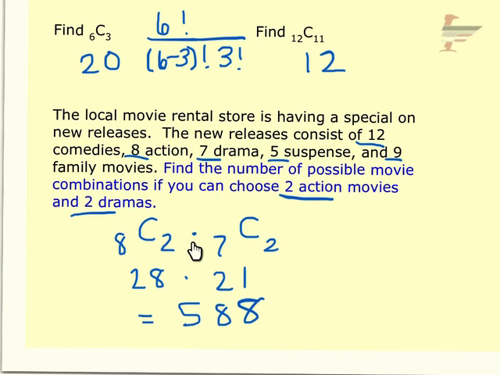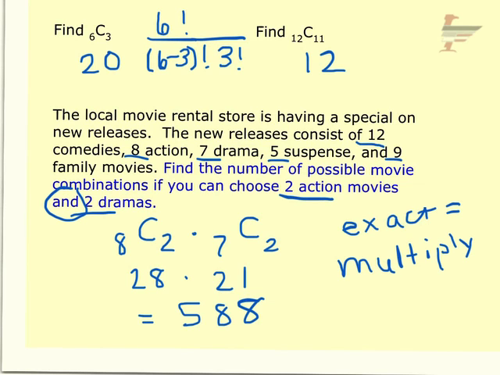And why did I multiply? Because I wanted exactly 2 action and 2 drama. So this is an exact situation, hence I'm going to multiply. If you care about keywords, the word and always means multiply in math, so you can maybe just remember that. It's certainly up to you. And you get 588.